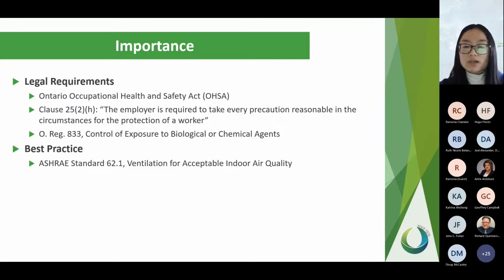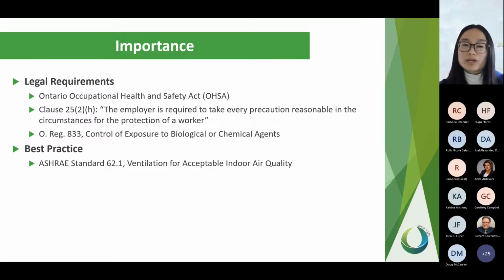And more specifically, under O. Reg. 833, control of exposure to biological or chemical agents, there are occupational exposure limits that employers are explicitly required to maintain so that the workers' exposures to these chemicals are below the occupational exposure limit. And so tracer gas testing can be used to help assess if the ventilation is performing adequately to help keep levels of these contaminants low.